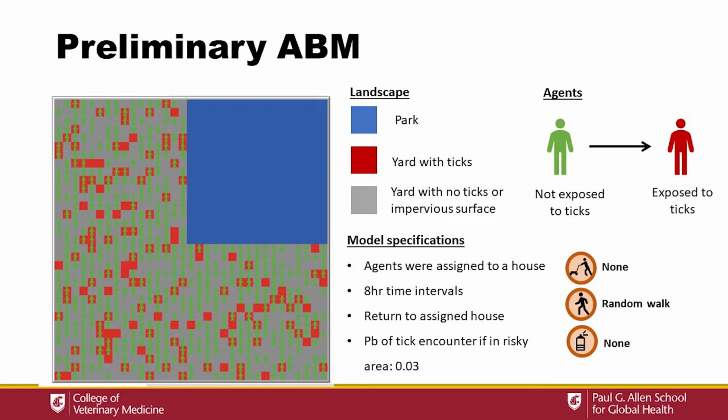They have different types of behaviors. They have a random walk. So in this very early model, we just introduced a random walk. They don't have any particular activity patterns, and they use no protective measures.